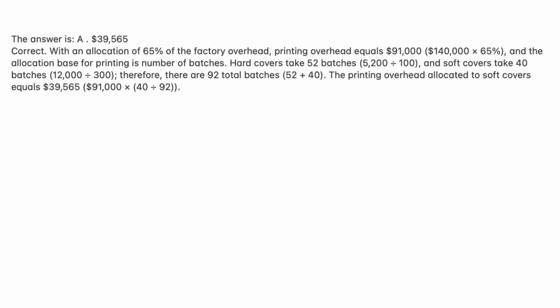$39,565. Correct. With an allocation of 65% of the factory overhead, printing overhead equals $91,000, $140,000 times 65%, and the allocation base for printing is number of batches. Hardcovers take 52 batches, 5,200 divided by 100, and softcovers take 40 batches, 12,000 divided by 300, therefore, there are 92 total batches, 52 plus 40. The printing overhead allocated to softcovers equals $39,565, $91,000 times 40 divided by 92.